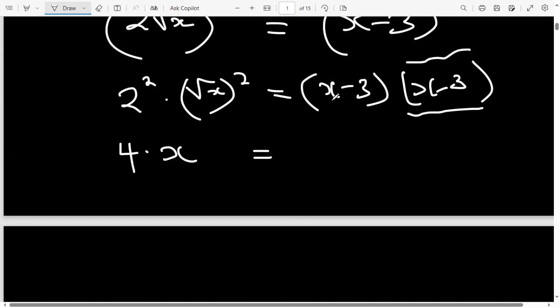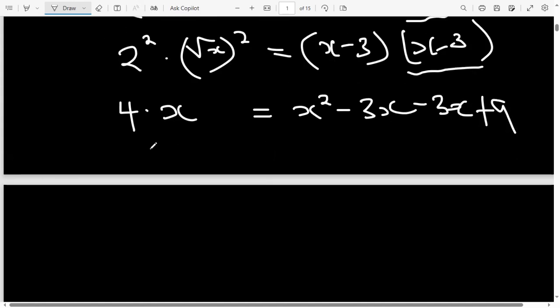Let's start with the x. So x multiplied by this x will just be x squared. And then x multiplied by the minus 3 will be minus 3x. And then minus 3 multiplied by x will be another minus 3x. And then minus 3 multiplied by minus 3 is going to be 9. So this is what we have. On the left-hand side, we have 4x, which equals x squared minus 6x plus 9.